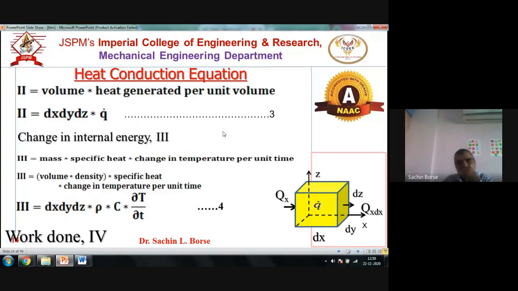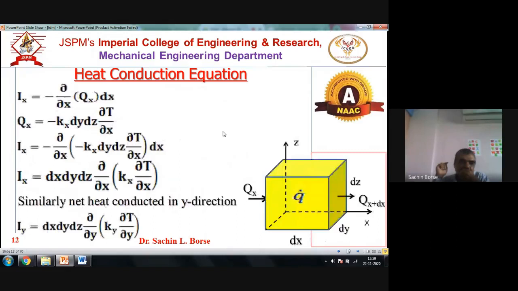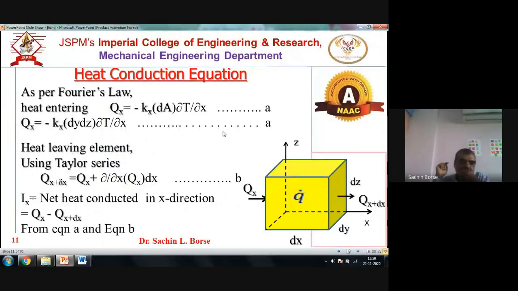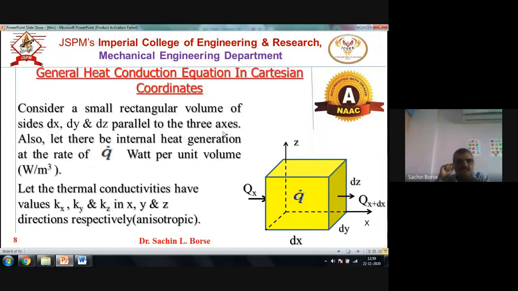Slide number 14. Actually, maybe we skipped one slide. There are three components. Can you move to the previous slide? I think we missed one slide. Go previous, previous, previous, previous one. Okay, I think this is the slide we missed. Yeah. Okay. Slide number 9.